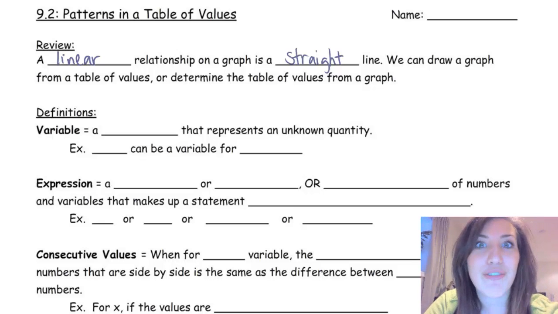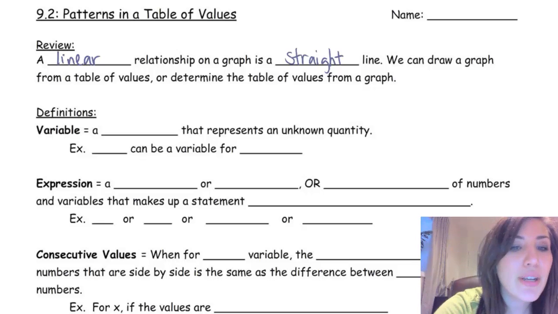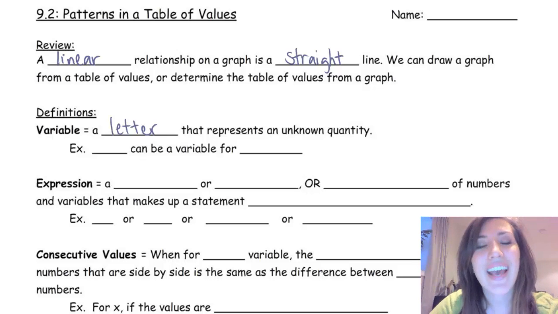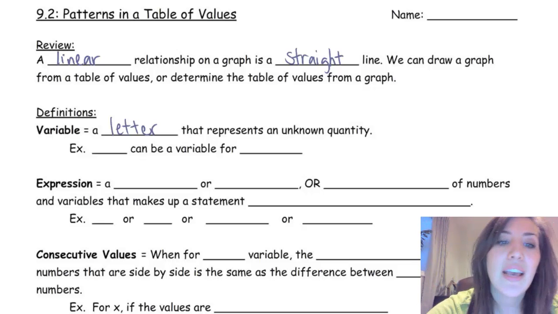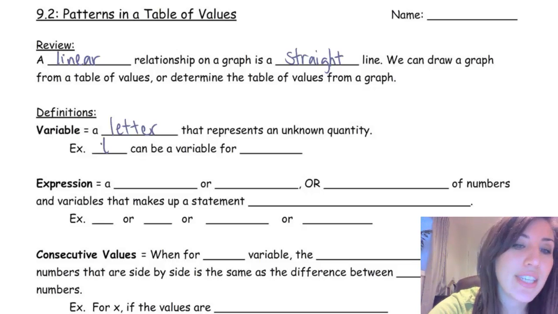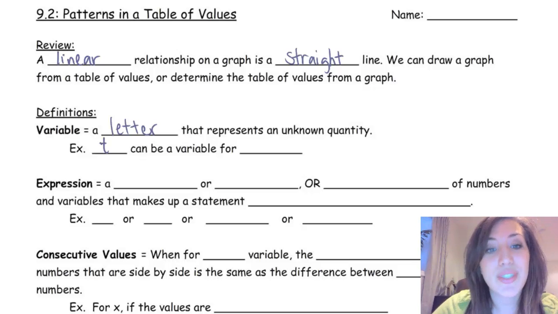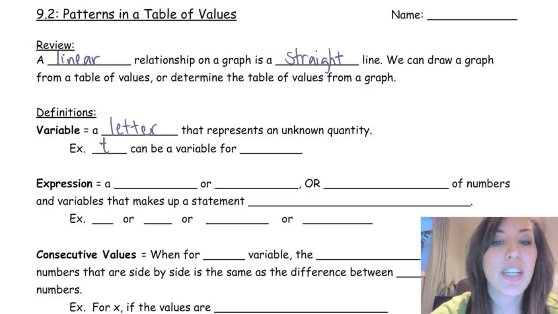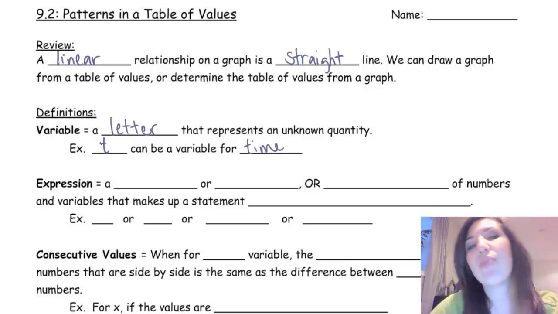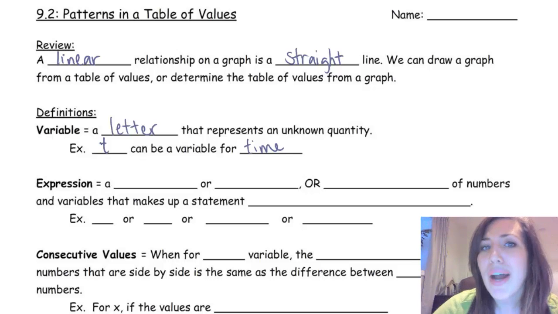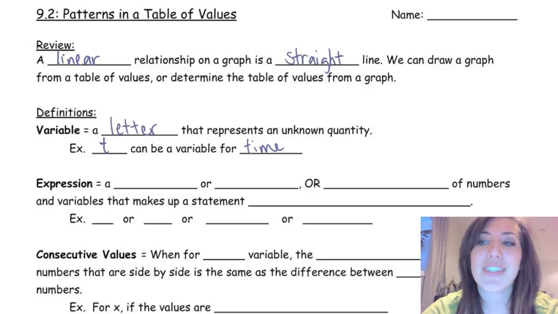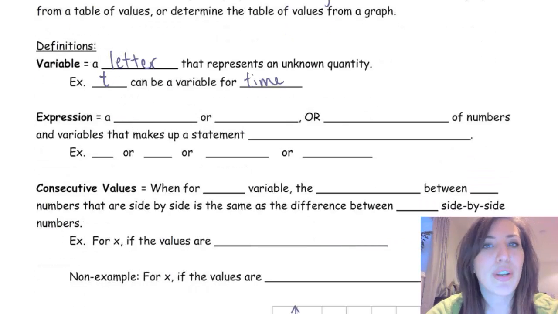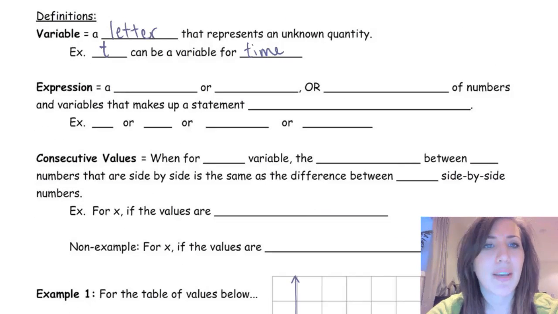I'm going to be using the word variable a lot, and a variable is simply a letter of the alphabet that represents an unknown quantity. So if you don't know something, maybe you would say X. But we're going to see a lot this letter T, because I like to use T for a representation of time. So maybe sometimes you have X, sometimes you have Y, sometimes you have N, sometimes you have T. Those are all variables to represent some sort of unknown quantity of something.